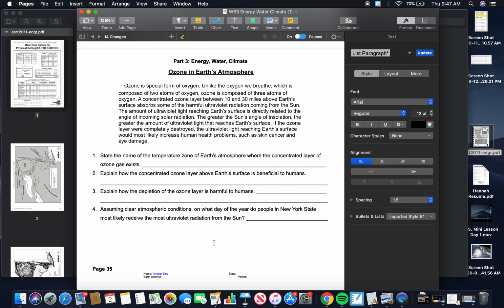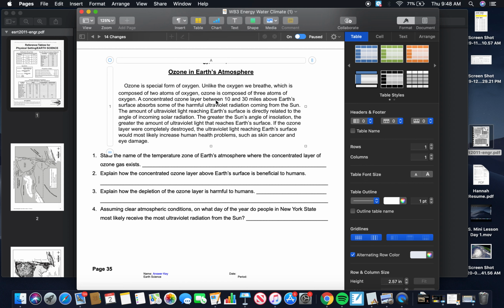We spoke about this in class. It protects us from ultraviolet rays. But you guys should read that on your own instead of me reading it out loud. So we're going to look at question one right now. It says, state the name of the temperature zone in the Earth's atmosphere where the concentrated layer of ozone gas exists. Well, it says right here that a concentrated ozone layer is between 10 and 30 miles above Earth's surface.